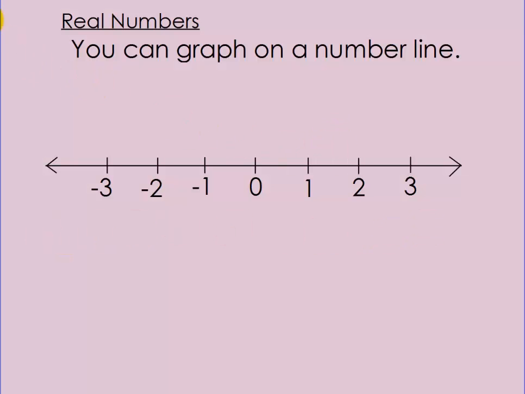Real numbers. This is a vocabulary word. They are numbers that you can graph on a number line. What does that mean? If I had a number like -2, it could be a real number, because -2 goes right there on the number line. What about the number 1.5, 1 and 5 tenths? Well, this also can go on the number line. It'll be halfway between 1 and 2. So right here, that'll be 1.5.